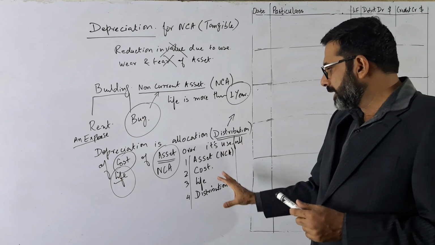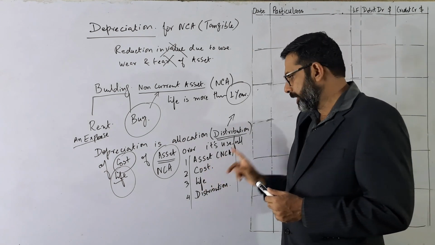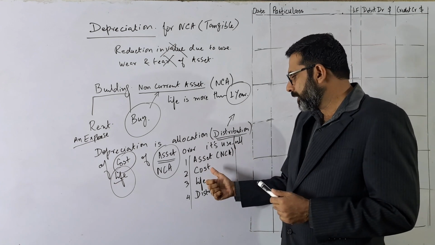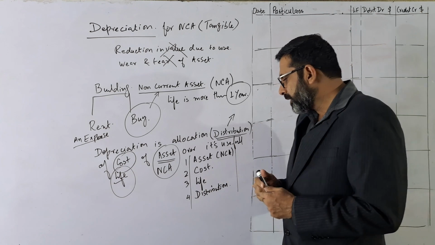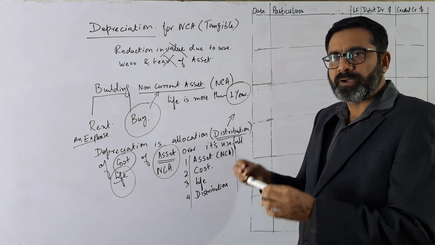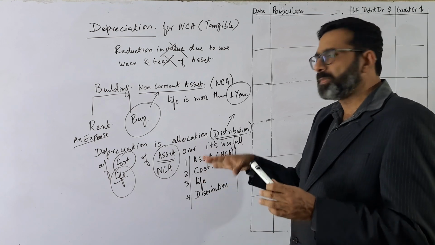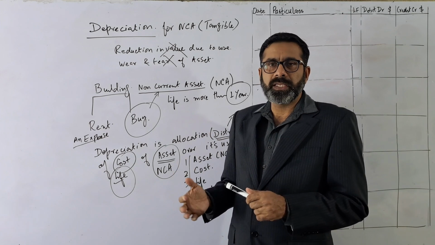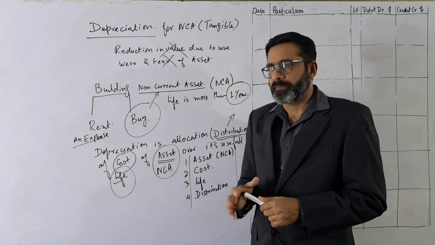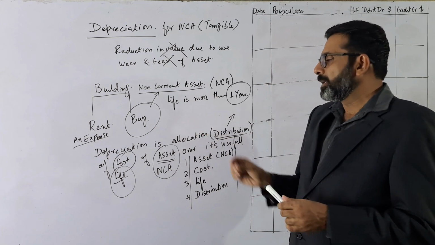Now, 4 things that are very important. It applies only to the non-current asset. The second thing, it applies to the cost of the asset. The third thing, we should consider the life, which means the useful life of the asset. And the fourth thing that is important is that depreciation is simply a distribution of the cost of the asset over its useful life. So now we will consider all these concepts.